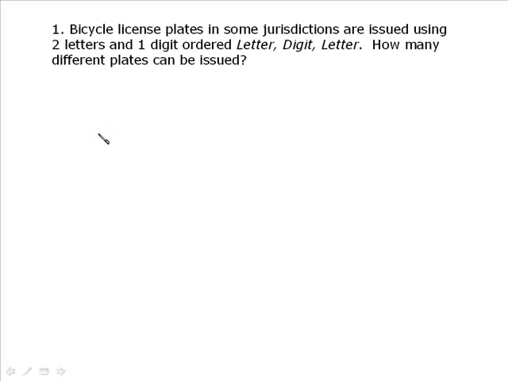So this is a typical question too. Bicycle license plates in some areas are issued using 2 letters and 1 digit, ordered letter, digit, letter. How many different plates could be issued? So we do the same thing. Now I'm going to call these slot diagrams, and I always draw these when I'm working through these. In one form or the other, you need to.